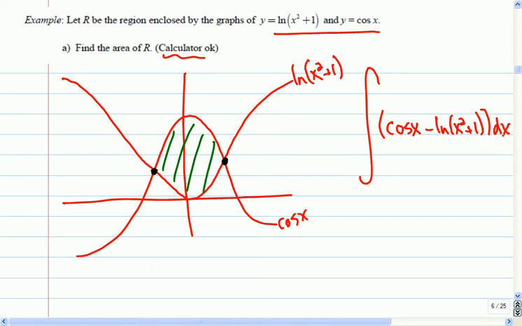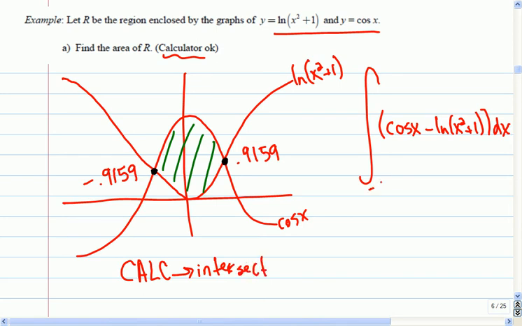It's these bounds here that we need to get, which I believe is 0.9159, I think, just to 4 decimal places, on this side, and that's using your TI-83's calc and then intersect method. So from negative 0.9159 to 0.9159, and this is a calculator one that we'd certainly use.